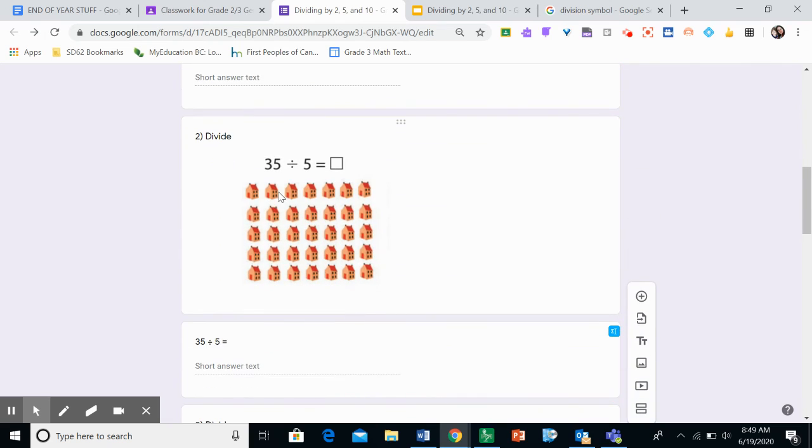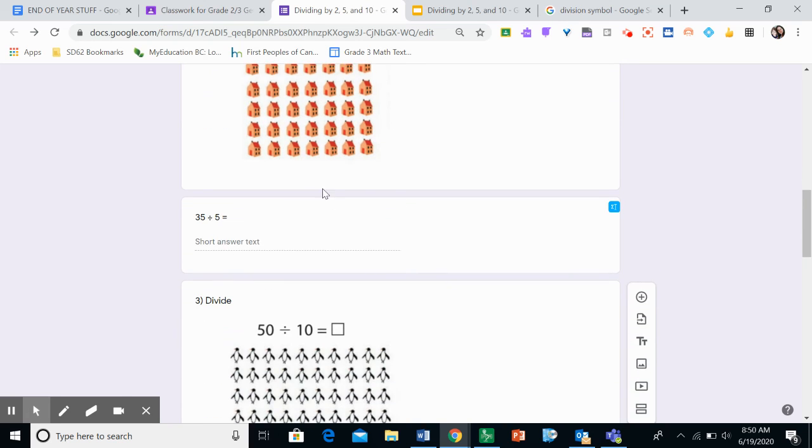All right, number 2, same thing. So 35 divided by 5. So if you were to put these into 5 equal groups, how many is in each group? It's actually laid out really nice for you. 5 equal groups, how many is in each group? If you don't want to do it that way, you can actually skip count by the second number to the first number. So we're skip counting by 5 and finding out how many times we count to get to 35. 5, 10, 15, 20, 25, 30, 35. How many times did we skip count? You write your answer here.